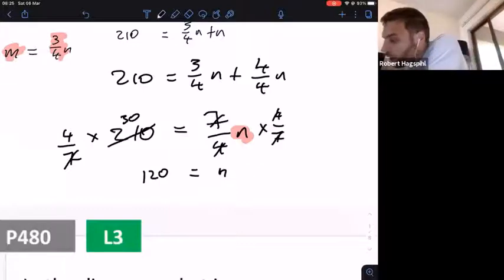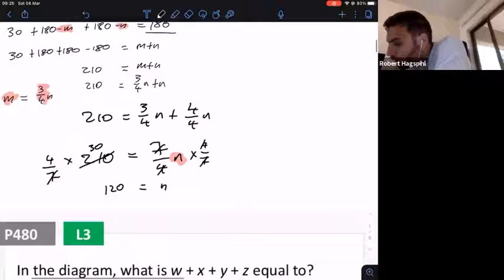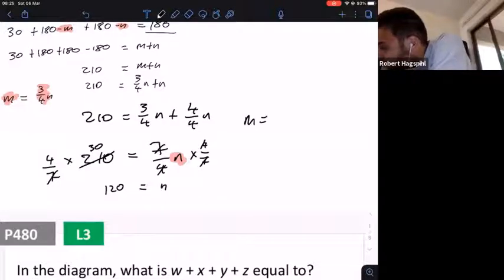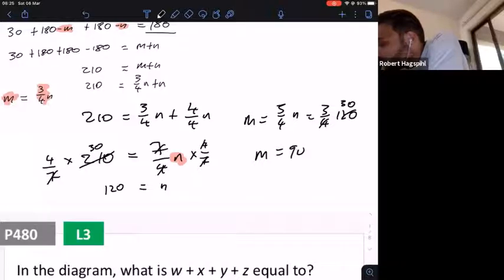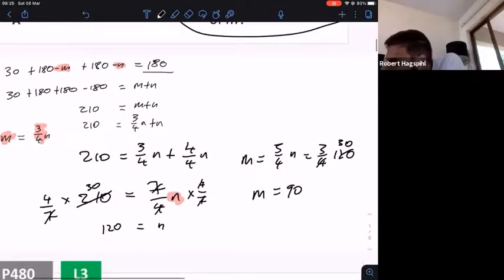And what did they want? They wanted the size of m. And I know that m is equal to 3/4 of n, which is equal to 3/4 of 120. 4 goes into 120 30 times, and so m is equal to 90. Okay. So Caleb, are you with me?